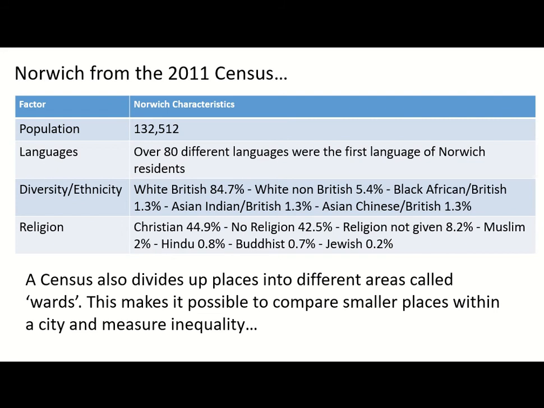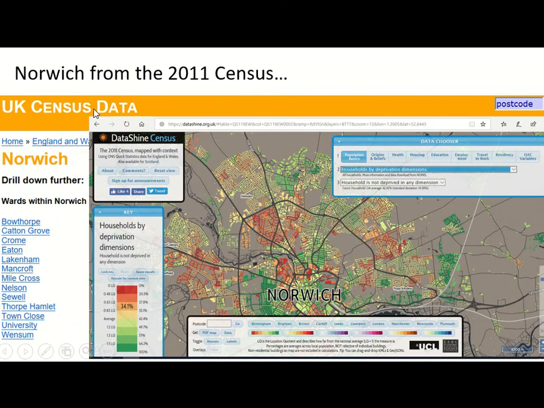The houses are bigger in Eton. There's more green space. It feels a bit more healthy. There are bigger cars on the driveways, that sort of thing. So Norwich is divided up into these areas called wards, and this slide shows you on the left all the different wards of Norwich. You've got Bowthorpe, Catton Grove, Crome, Eton, Lakenham, Mancroft, Mile Cross, Nelson, Sewell, Thorpe Hamlet, Town Close, University and Wensum. So these are all the different zones in Norwich.